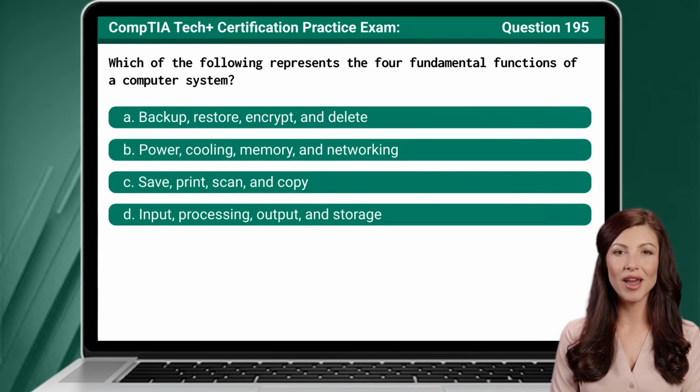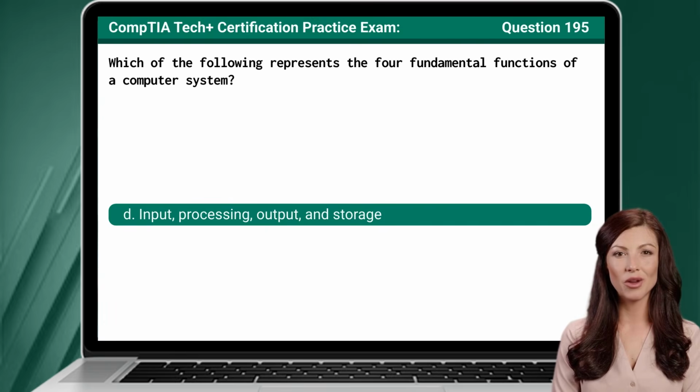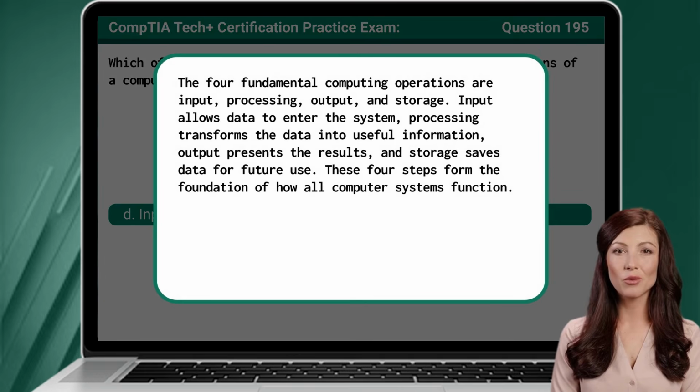Question 195. Which of the following represents the 4 fundamental functions of a computer system? The answer is D. Input, processing, output, and storage. The 4 fundamental computing operations are input, processing, output, and storage. Input allows data to enter the system, processing transforms the data into useful information, output presents the results, and storage saves data for future use. These 4 steps form the foundation of how all computer systems function.